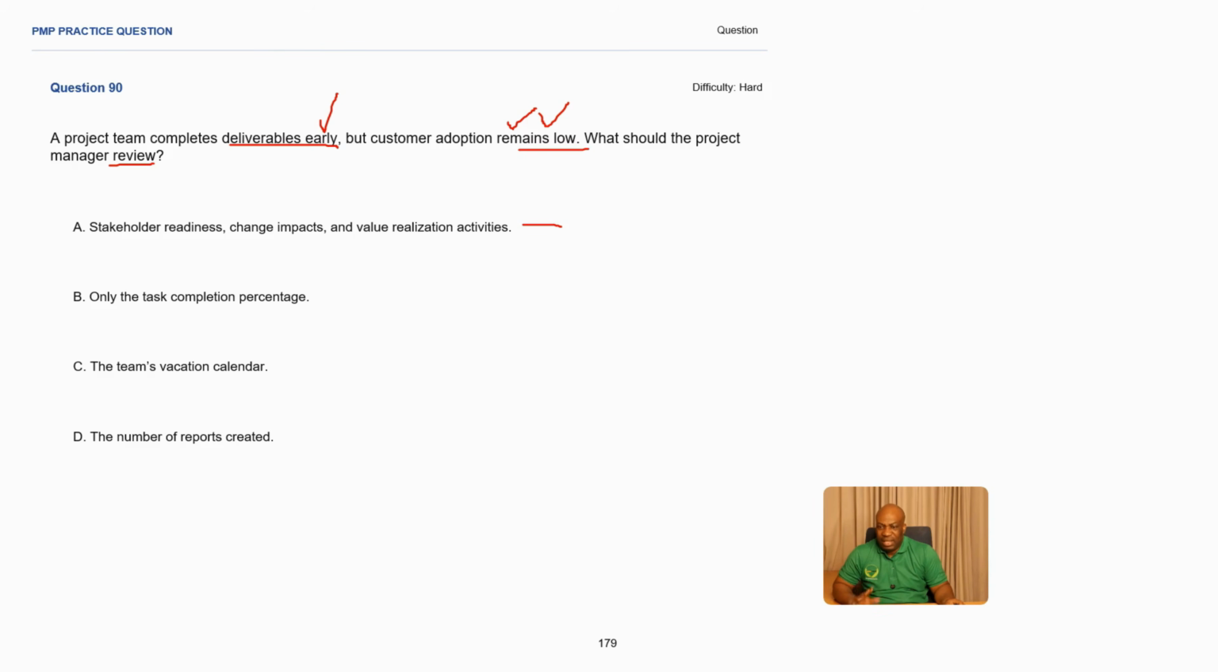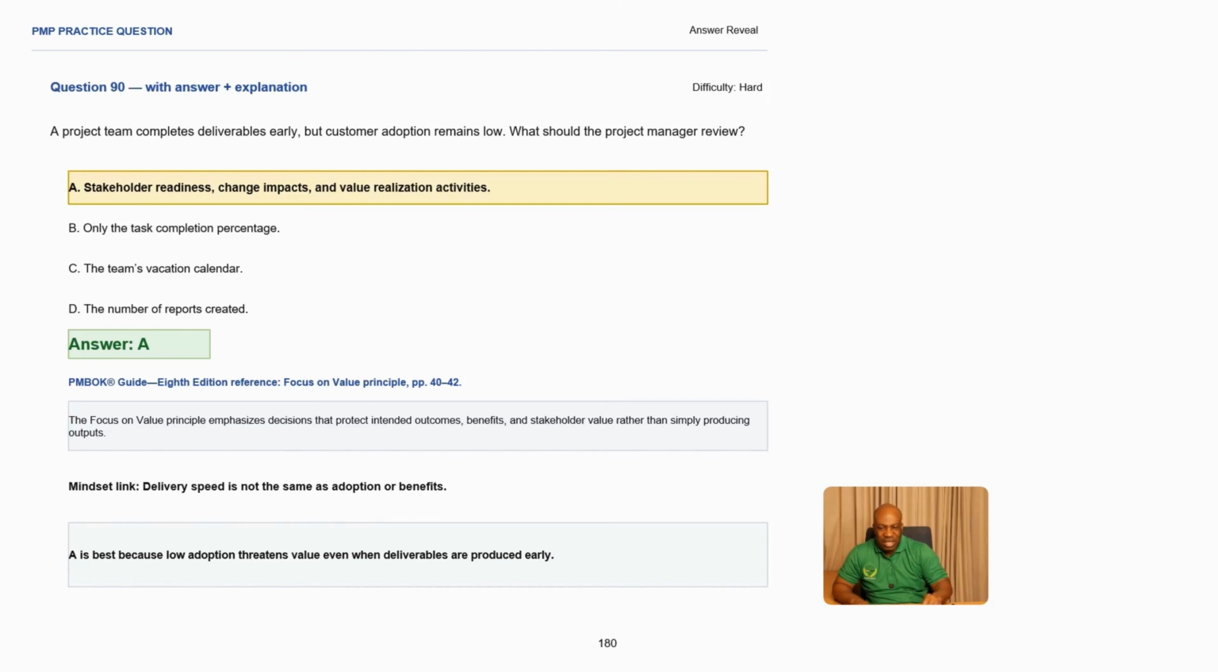Okay, value realization is very important. B: only the task completion percentage. This is not going to solve the problem. The problem is the customer, there's low adoption from the customer. So this cannot be the answer. C: the team's vacation calendar. The calendar is not going to make the customers adopt the deliverables as quickly as possible. D: the number of reports created. This does not resolve the current problem. So the best answer in this scenario is A, which is stakeholder readiness, change impact, and also value realization activities. All right? Because the customer is not adopting this deliverable as early as possible.